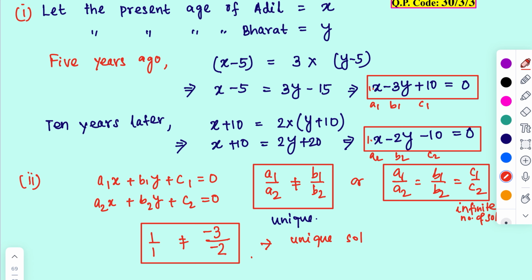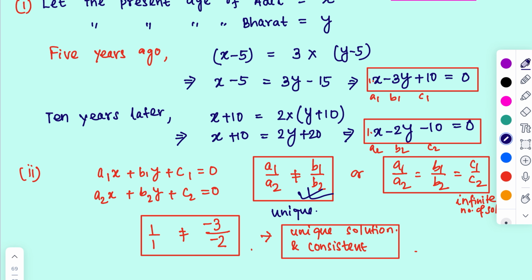So that the system of equation is consistent with unique solution. In case of infinite solution also it is consistent, but the question is asking first it is consistent with unique solution. As a1 by a2 is not equal to b1 by b2, so the system is consistent with unique solution, because a1 by a2 is not equal to b1 by b2. This is holding.